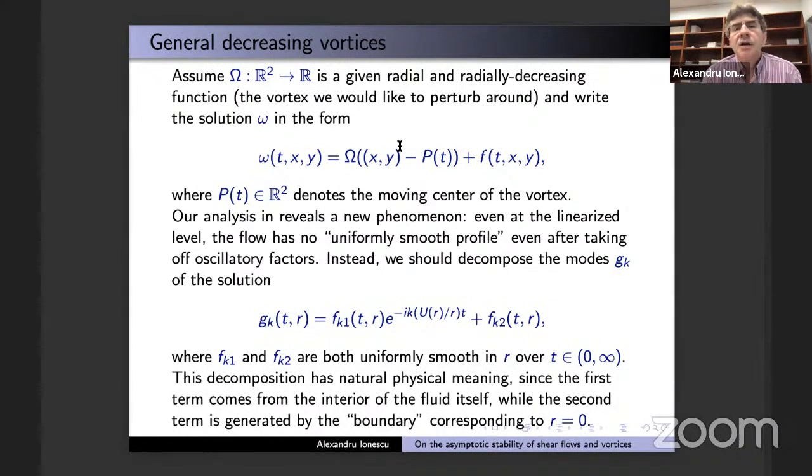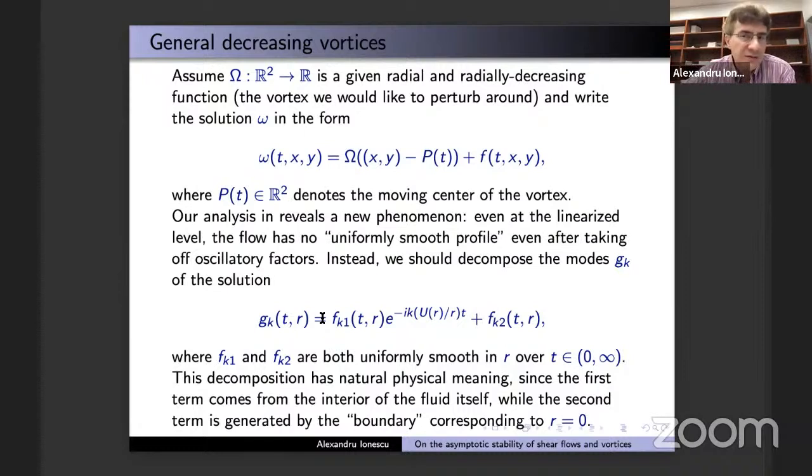What we found is that in the case of the vortices, that's not true anymore. That picture is not true anymore, even at the linearized level. At the very least, for every mode here, we need to allow two types of oscillations. So we have a profile that oscillates at this rate, U of r over r, where capital U is a function that depends on the vorticity omega, plus another function that has no oscillation. This is the kind of decomposition that we need to allow at the level of the vorticity in the general vortices, and both of them are smooth uniformly in r for t positive.